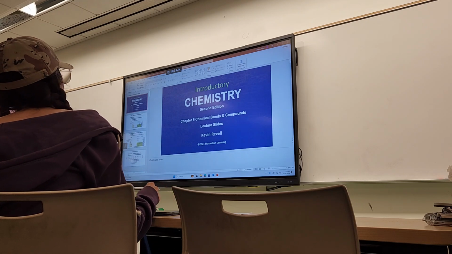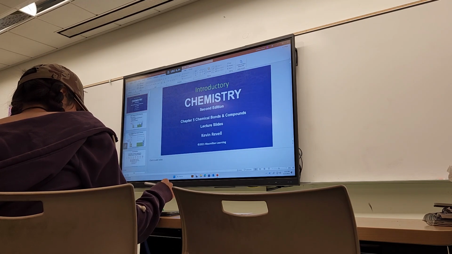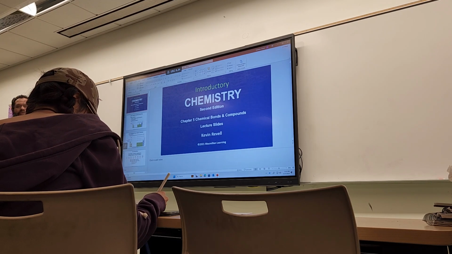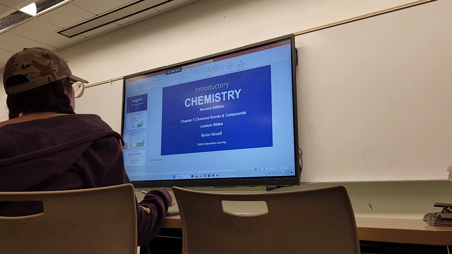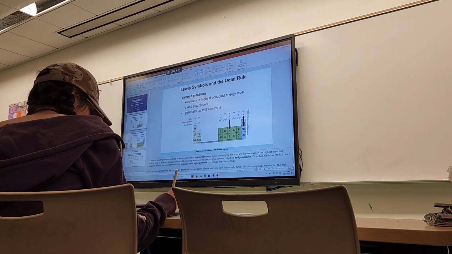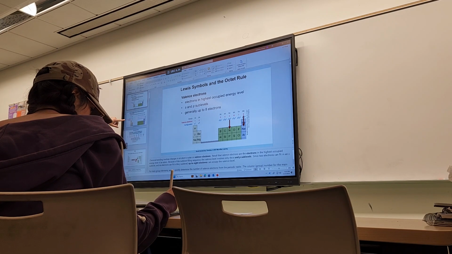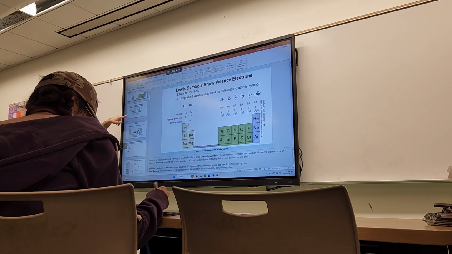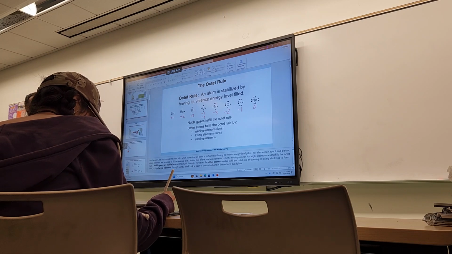Chapter 5, we started getting into chemical bonds. 5, 6, 7, right? Everything from here was mostly related to each other. We started talking about the different types of chemical bonds and chemical compounds, valence electrons and the octet rule. So we started drawing Lewis structures, and keep in mind everything has to follow the octet rule.